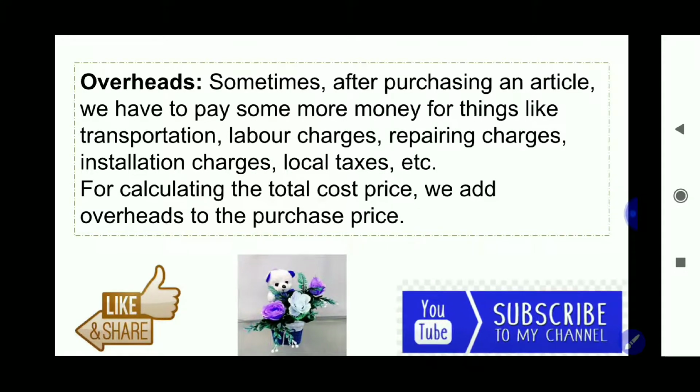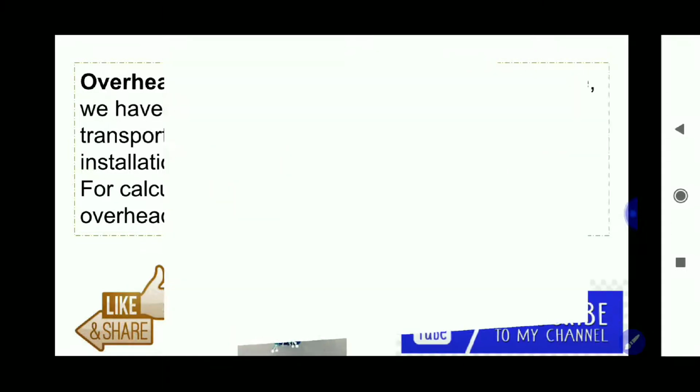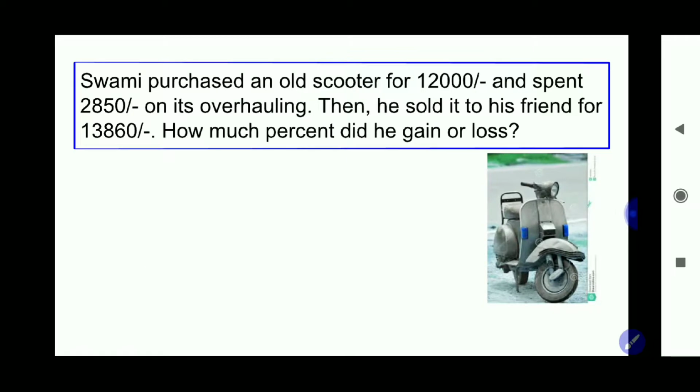Overheads. Sometimes after purchasing an article, we have to pay some more money for things like transportation, labor charges, repairing charges, installation charges, local taxes, etc. For calculating total cost price, we add overheads to the purchase price. Let us examine this question.